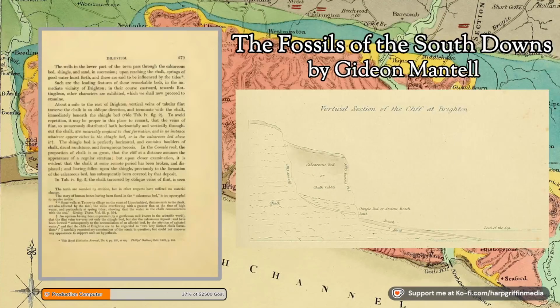Such are the leading features of these remarkable beds in the immediate vicinity of Brighton. In their course eastward towards Rottingdean, other characters are exhibited, which we shall now proceed to examine. About a mile to the east of Brighton, vertical veins of tabular flint traverse the chalk in an oblique direction, and terminate with the chalk immediately beneath the shingle bed. See Tablet 4, Figure 2.